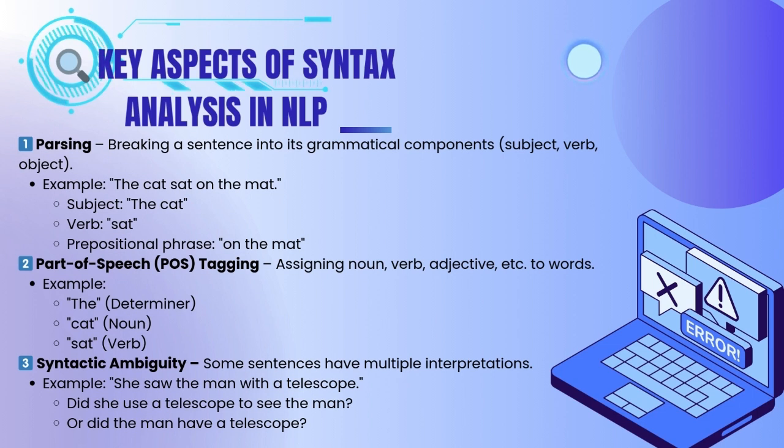Syntactic ambiguity. Some sentences have multiple interpretations. Example: she saw the man with a telescope. Did she use a telescope to see the man? Or did the man have a telescope?